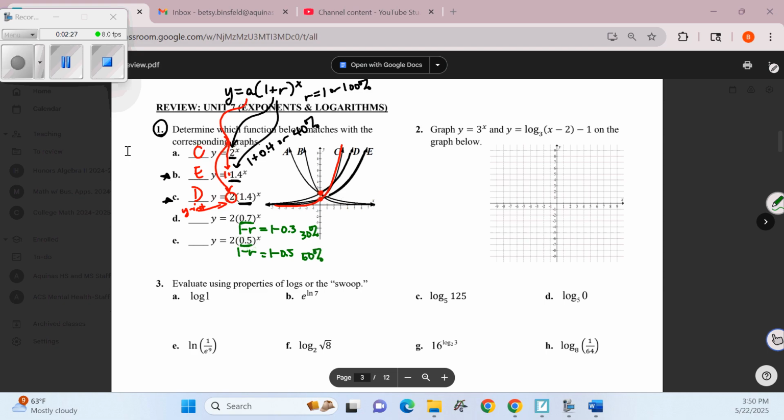So the bottom one is actually decaying faster, and I think you would say that aligns with graph B here, which is decaying faster because it's dropping quicker. A is going a little bit slower.